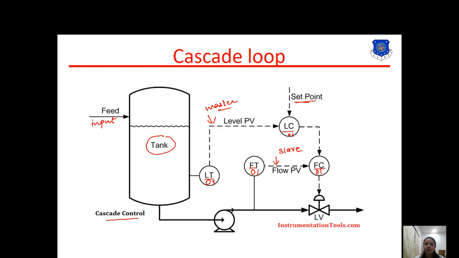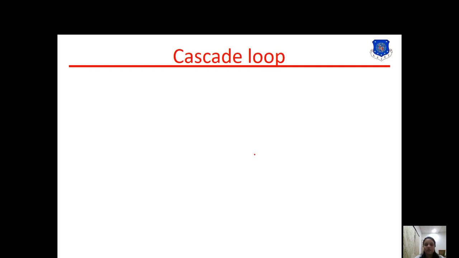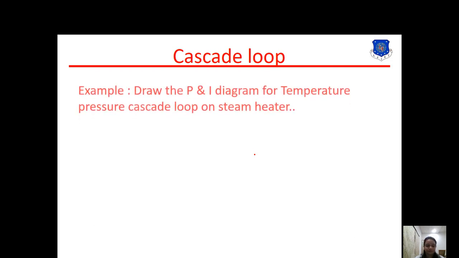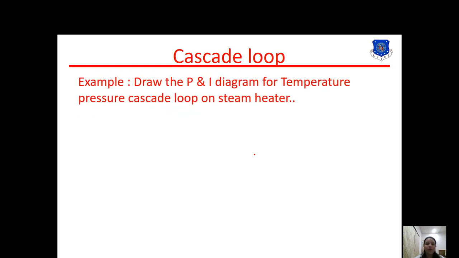So here two controllers are used. The first one is the flow and the second one is the level. So it works as a cascade loop system. Okay, now the next example is the cascade loop. The example is: draw the P and I diagram for a temperature pressure cascade loop in a steam heater. The same example was given in the GTU exam.